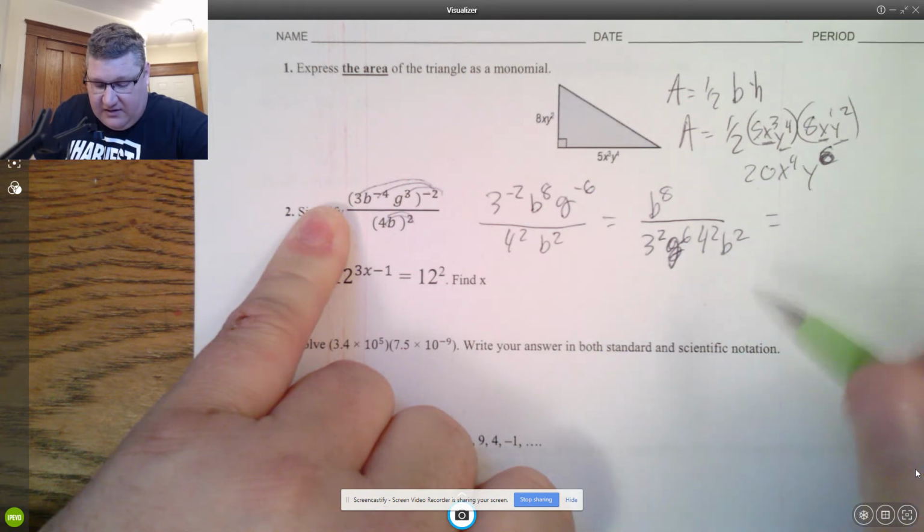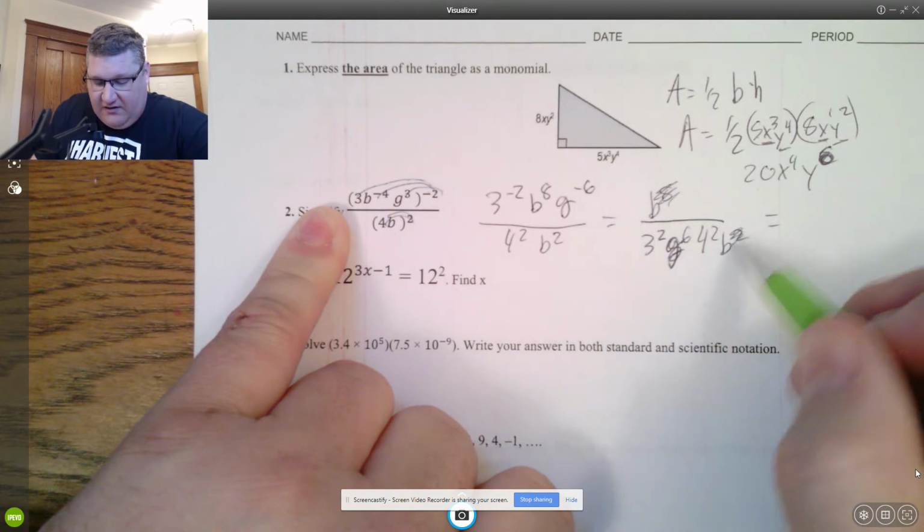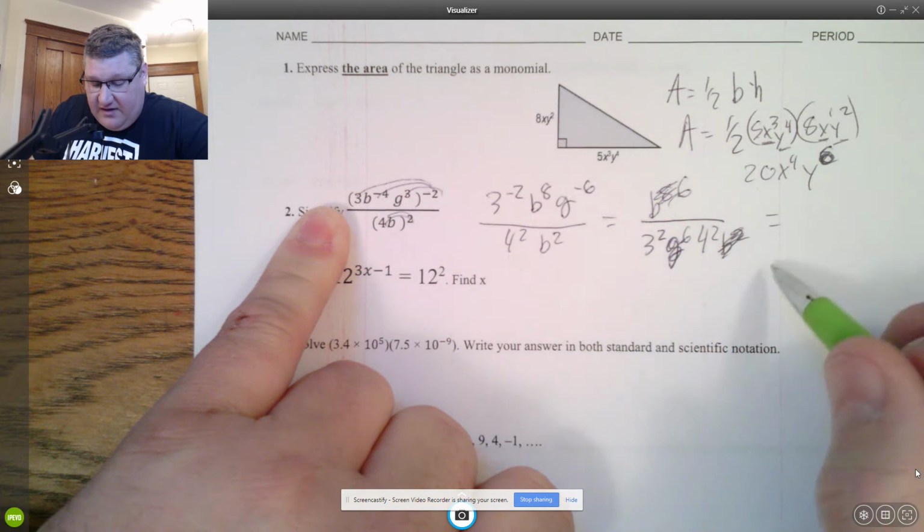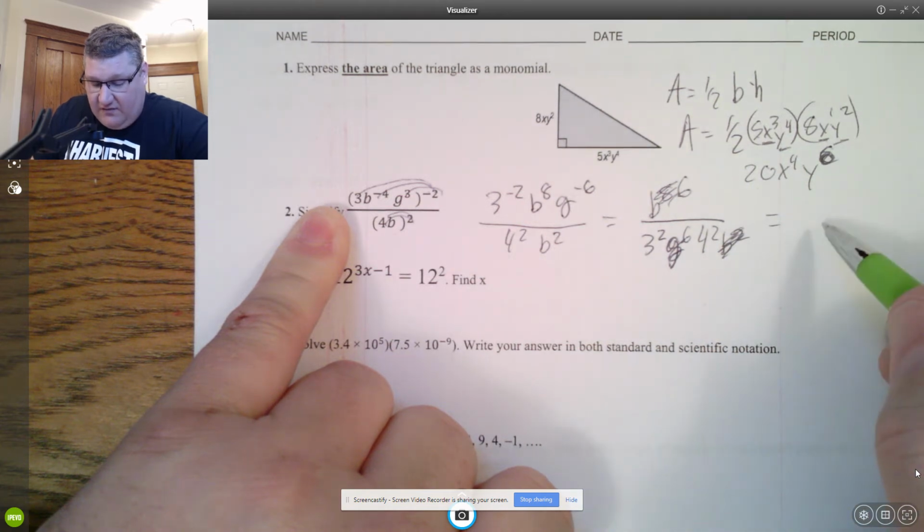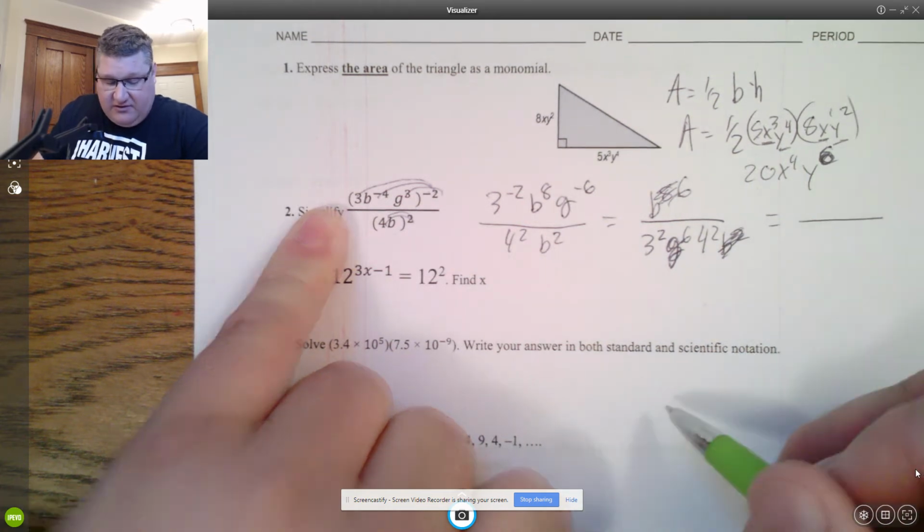And at this point, we can cross out 2 b's from the bottom and 2 b's from the top. And that should give us the numbers that we're looking for. So simplify that, and that's your answer.